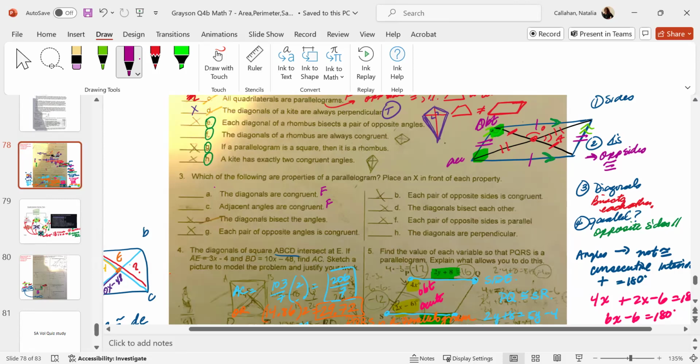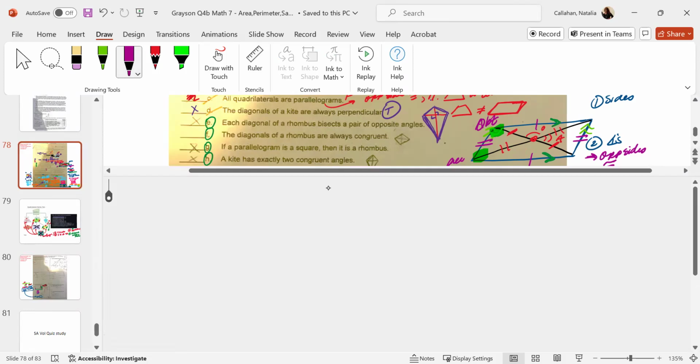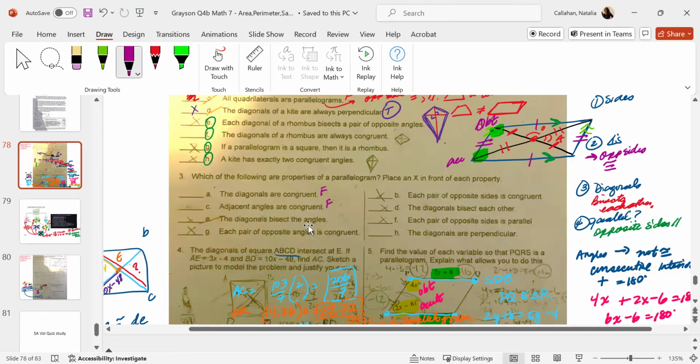The diagonals bisect the angles. No, the diagonals bisect each other. They do bisect because we said this part right here is equal to this part, right? When it says bisect the angles, that means this. You see how this is a parallelogram? It's saying when I draw this, it makes these two angles equal each other. Are they equal to each other? No, they're different size. Do you see how this angle right here is a lot bigger than this angle right there? So when it says bisect the angle, that means the angles are congruent, and that is false. They're not congruent. Okay? The diagonals bisect each other.